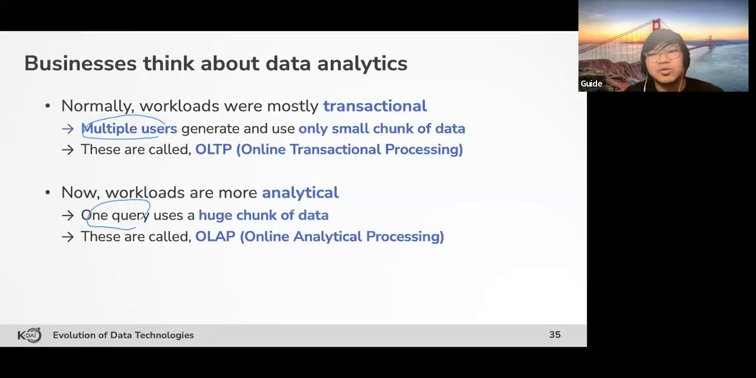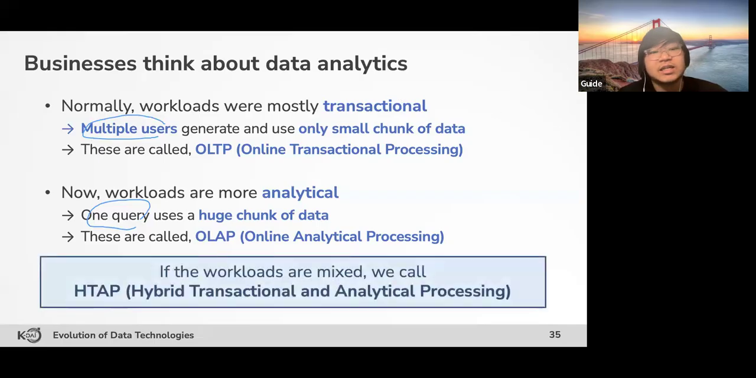Back maybe 10 years ago, or a little bit more than that, there was another term called hybrid transactional and analytical processing, or HTAP, for the workloads that are mixed. Most of the time, when you build applications, you are building transactional applications. For some businesses that have a lot of data, they build an analytical system to process the data from the OLTP system. So most of the time, these two systems are two separate systems.